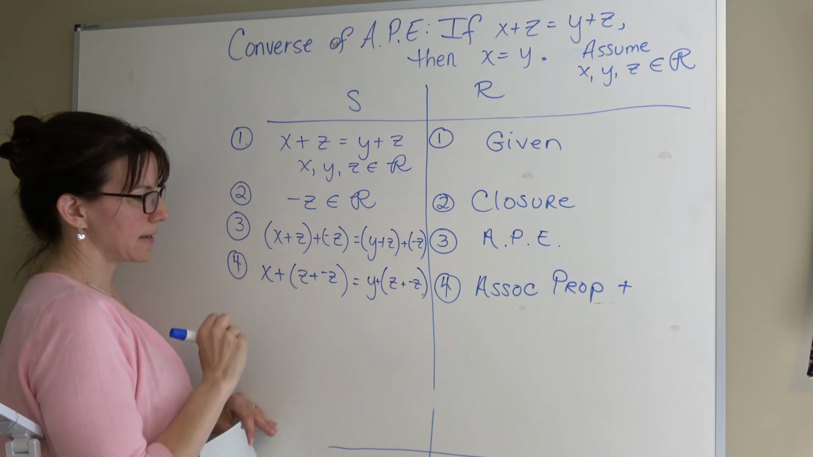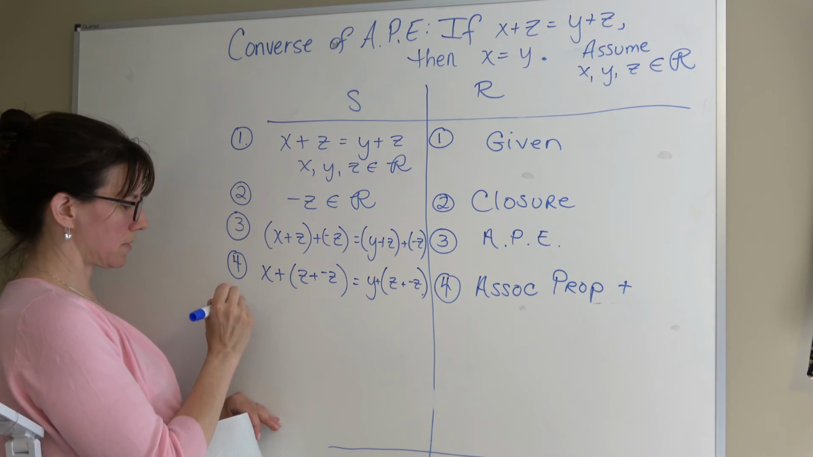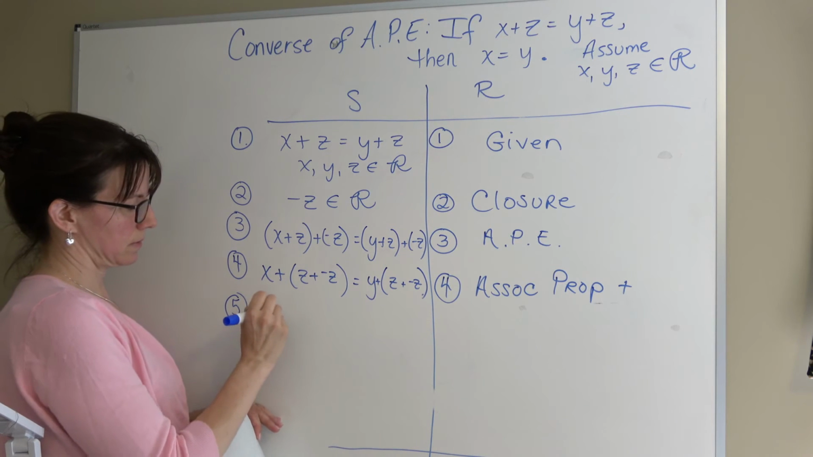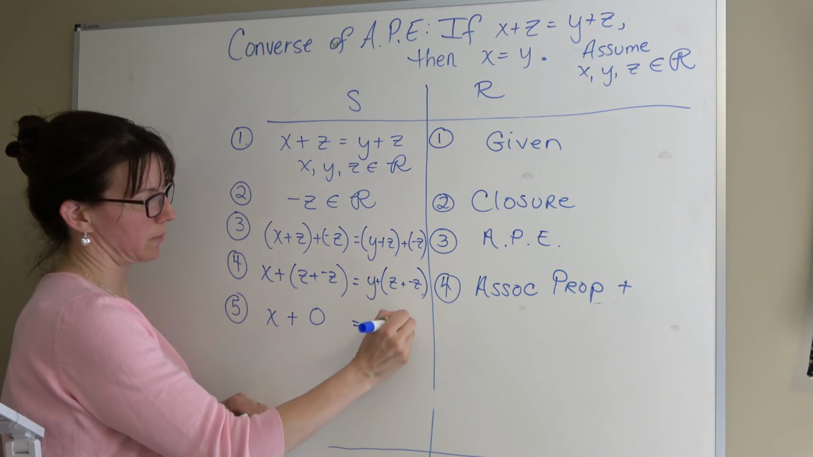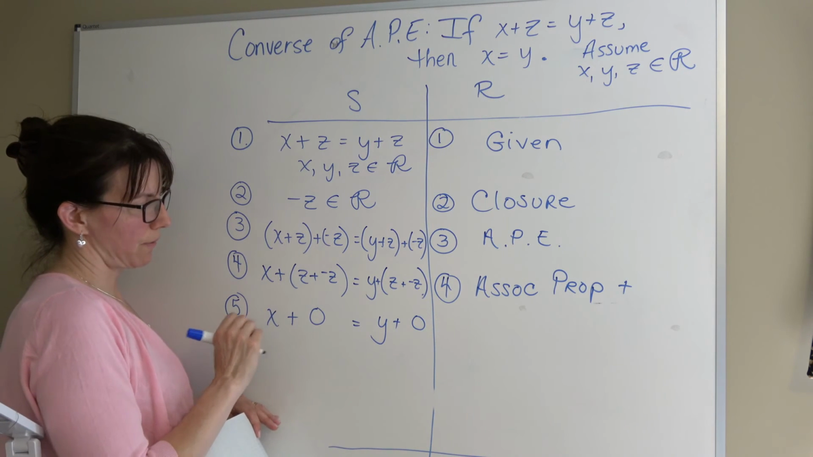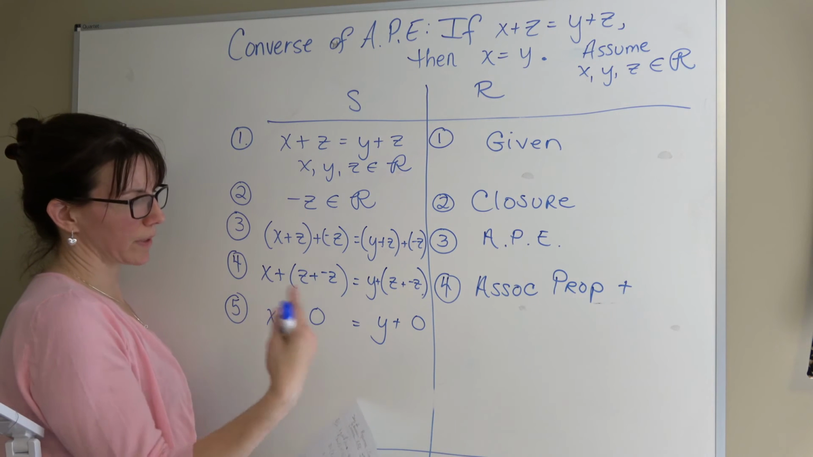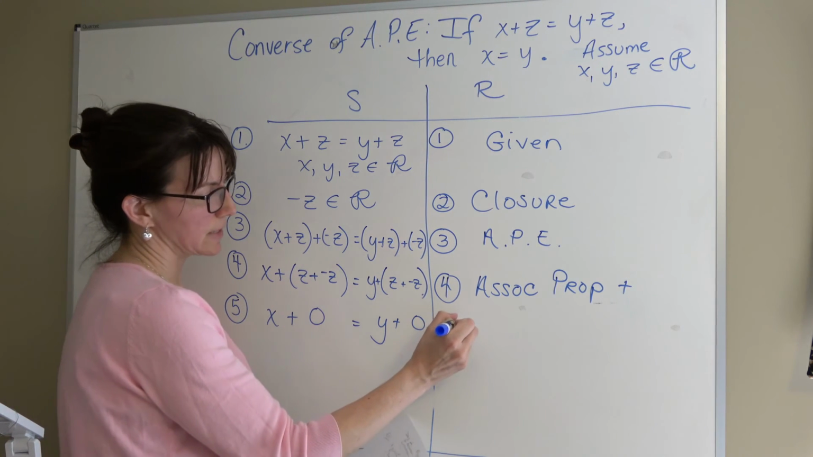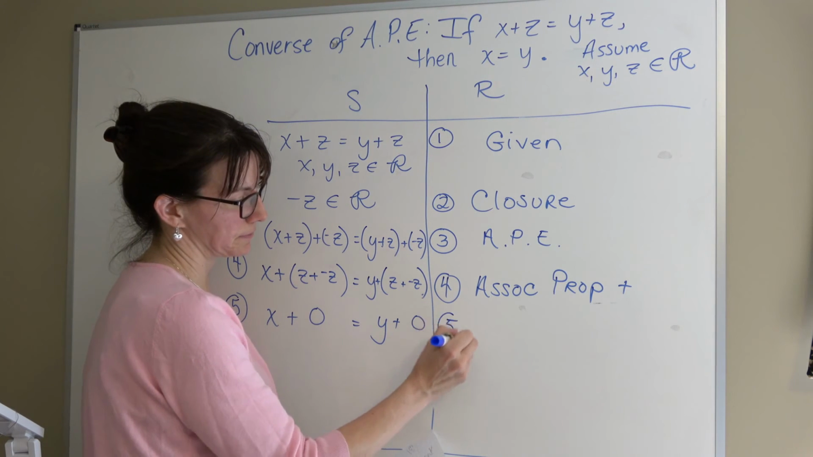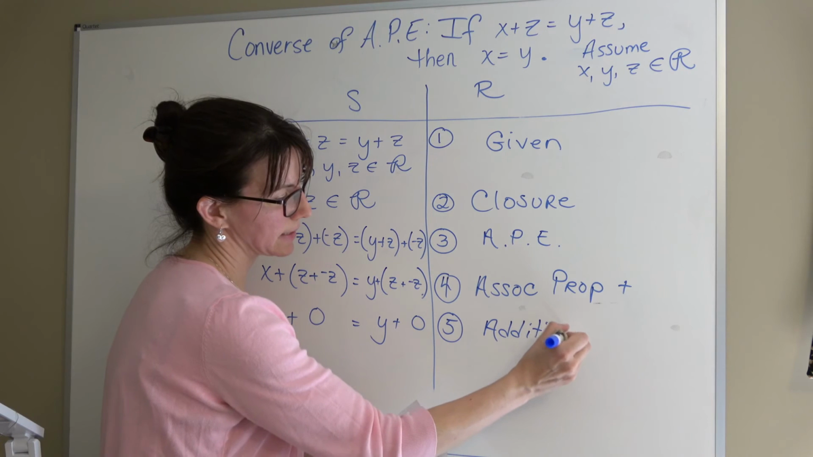And so now I can say that z plus the opposite of z is 0 on both sides. And so that property, saying that a number plus its opposite is 0, is called the additive inverse, because it gets me the identity.